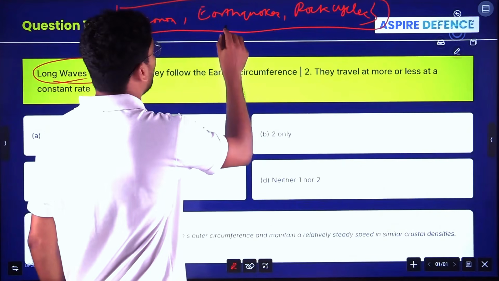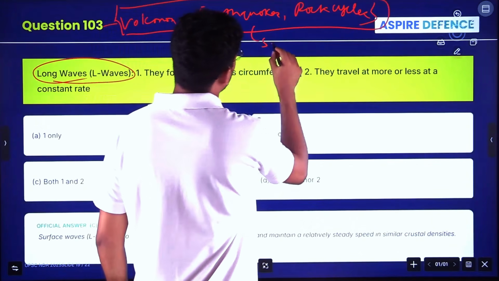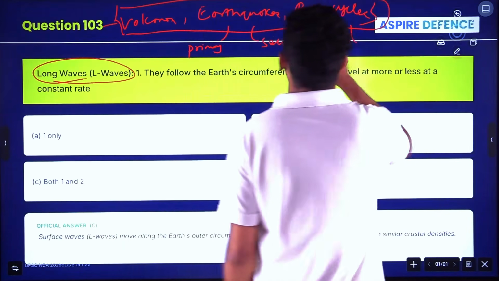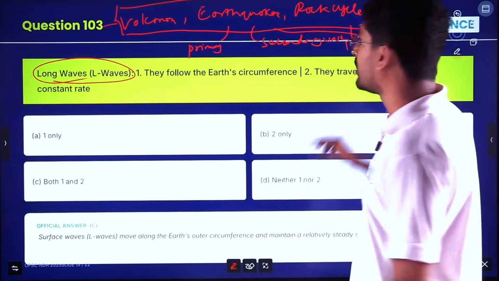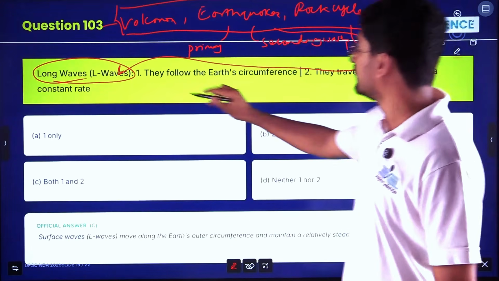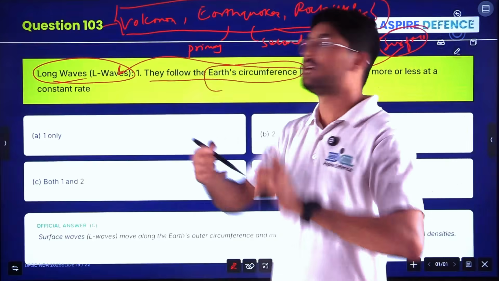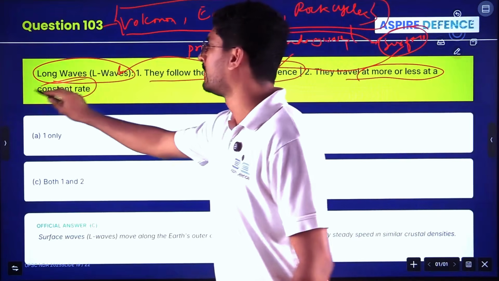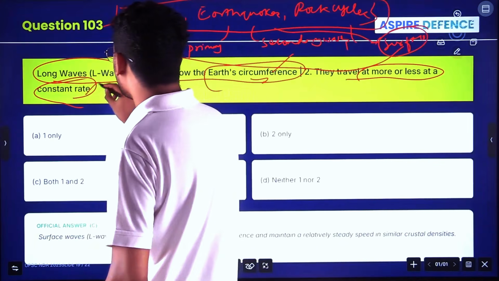In earthquakes, you have primary waves and you have secondary waves. And you have surface waves. Surface waves are also called L waves or long waves. So now we will see, based on this, they follow the Earth's circumference. Yes, they are surface waves and they follow the Earth's top crust circumference, clear. They travel more or less at a constant rate. Yes, since solid is there, they will travel at almost a constant rate.